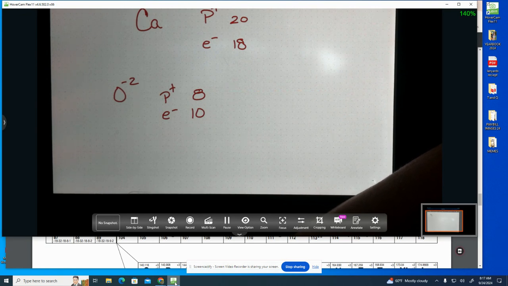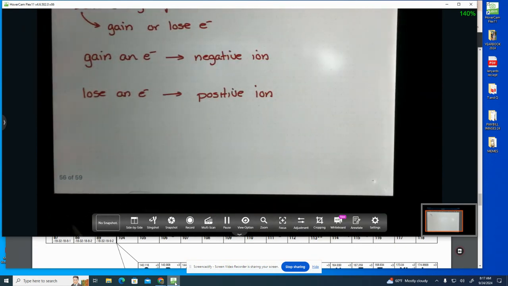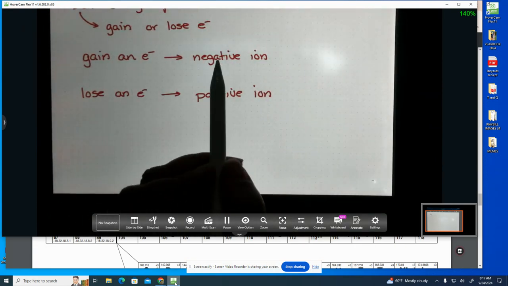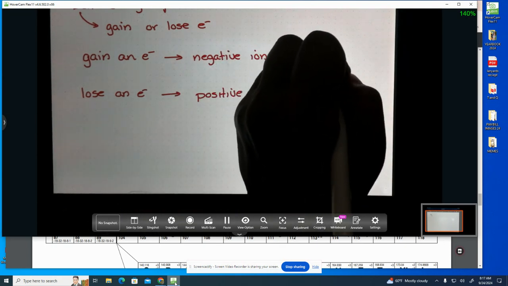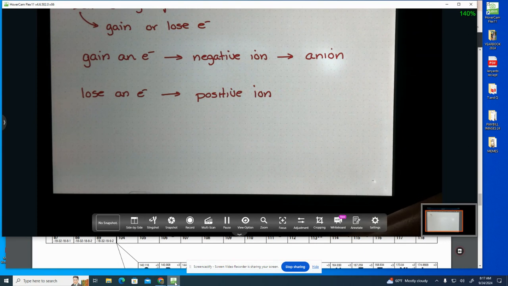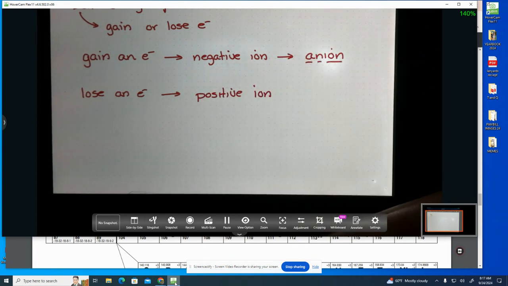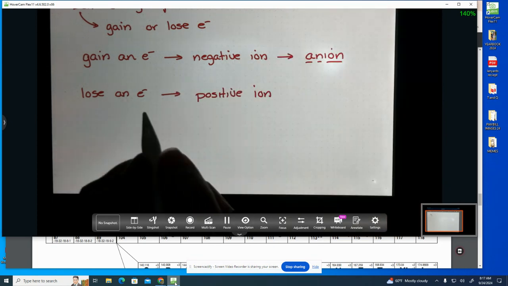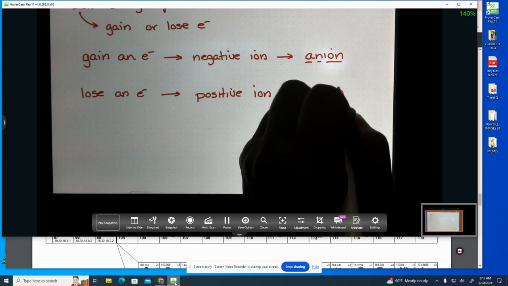Okay? All right, last thing I'm going to tell you today. Let's just go back to that sheet where I was actually writing stuff down. If you are a negative ion, you have a special name. You are called an anion. A negative ion. A negative ion. Anion. If you are a positive ion, you are called a cation.